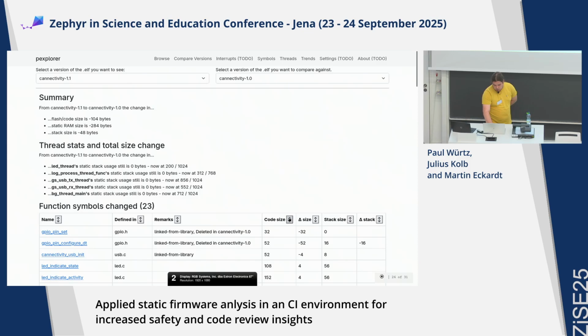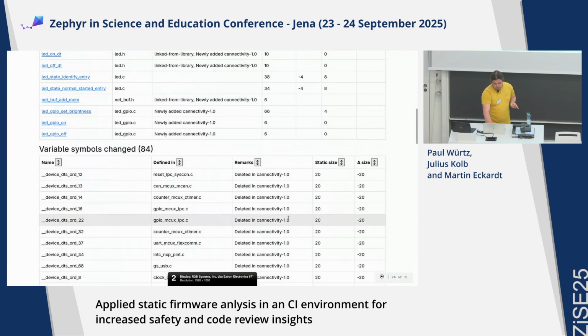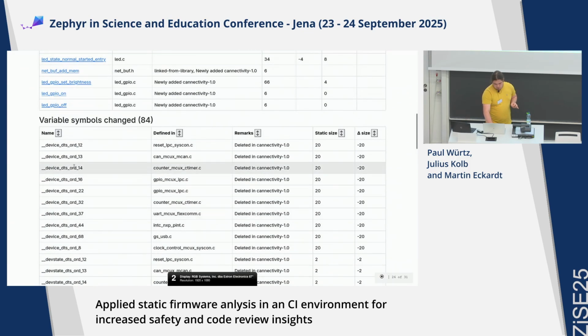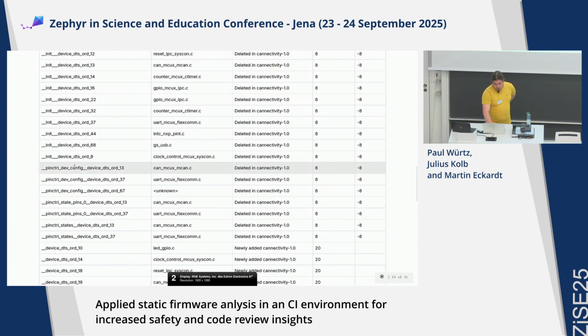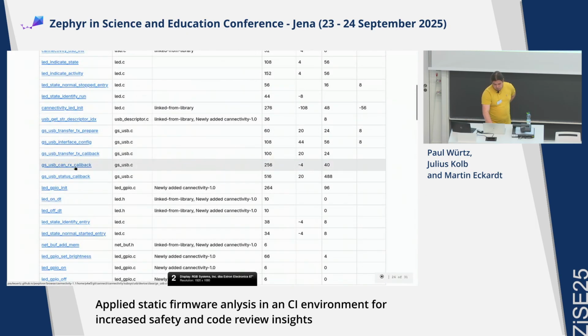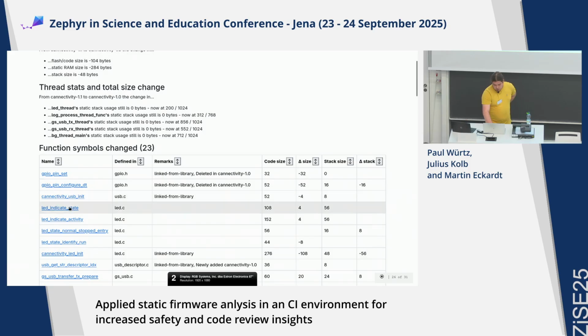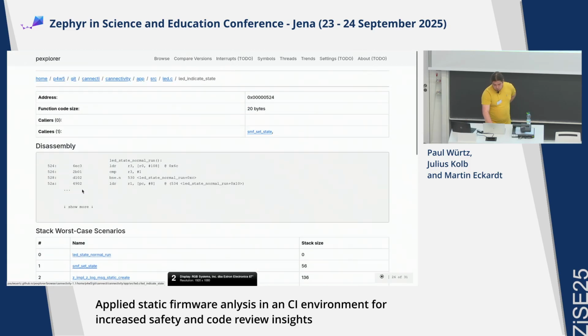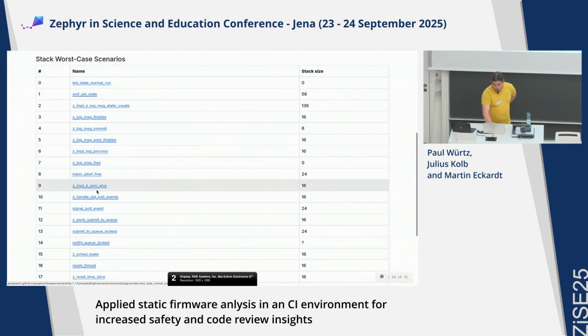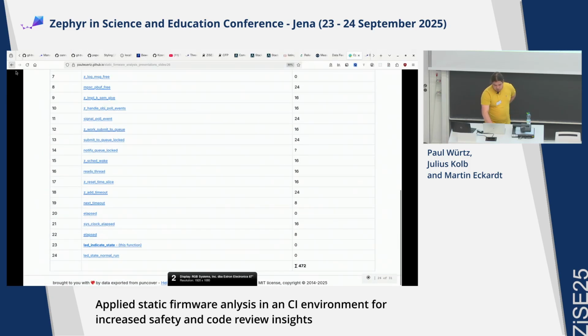Then you can also, here you see just the symbols that changed in size, and the variables. You see there's a lot of noise here from Zephyr, so I hope with some generation of configuration we can clean that up a little. And then you get a list of functions here. You can also view that like in the old Puncover, where you see callers, callees, the size and the disassembly, and the table with the worst stack path.